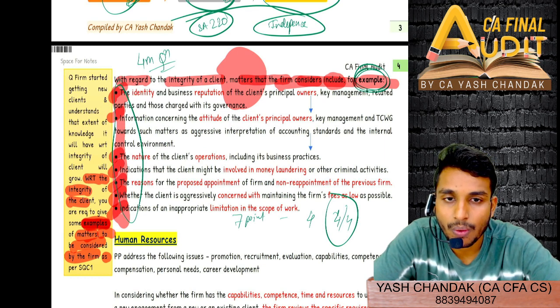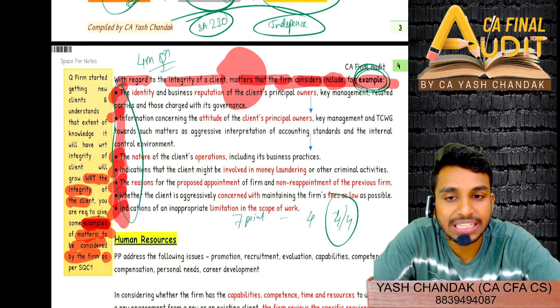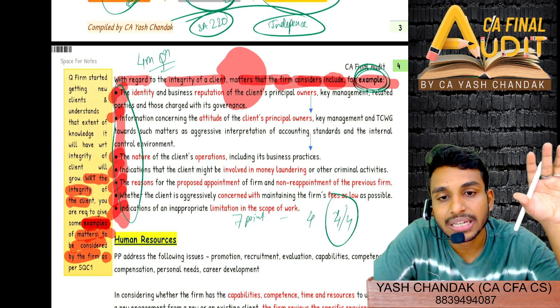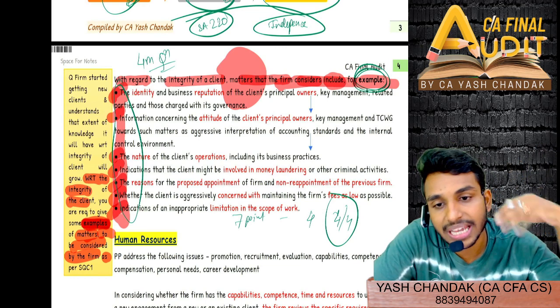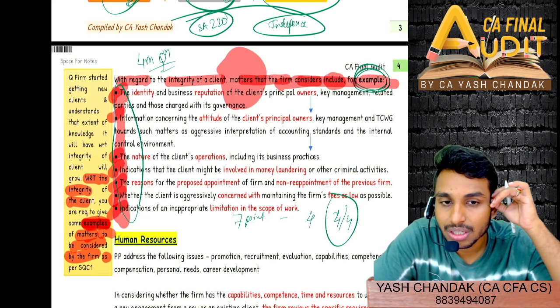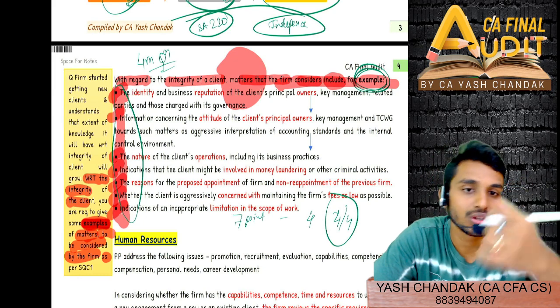Proper payment to key managerial persons. Proper payment to KMPs, definitely that shows integrity, because the entity is in essence run by the KMPs. So they will ensure that at least, if not other employees, they are getting the salary, that is, the remuneration.